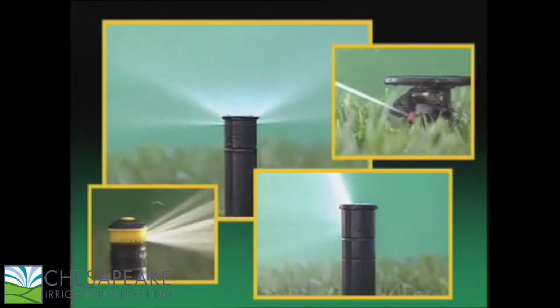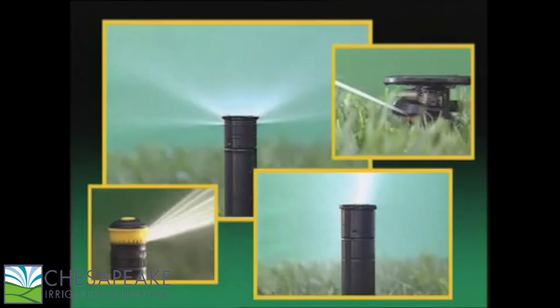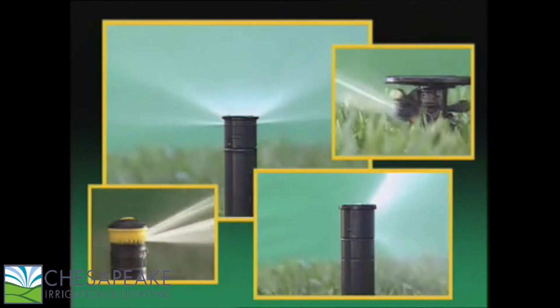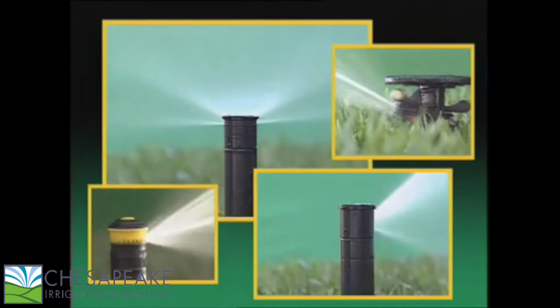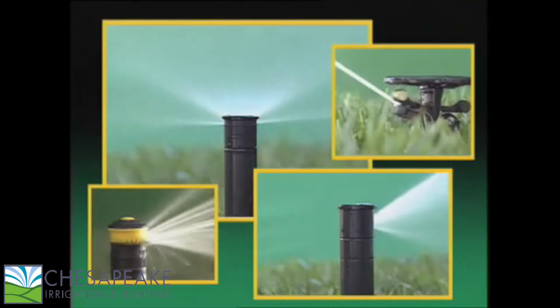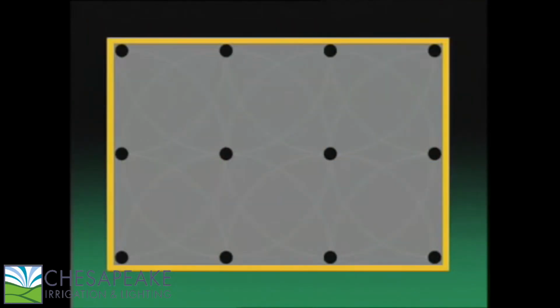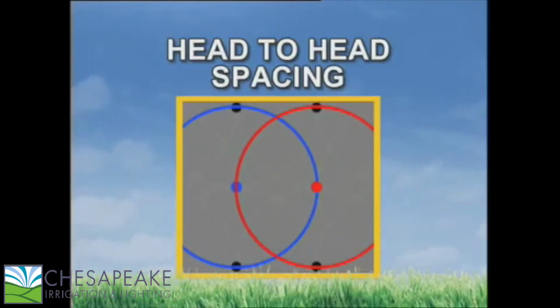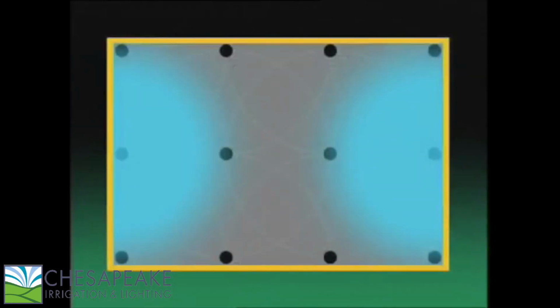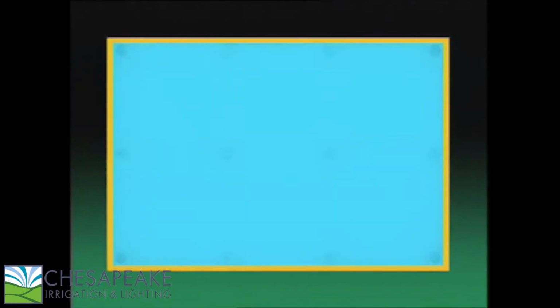Choosing the best sprinkler for a particular application is determined by the plant material and the characteristics of the area to be irrigated. But whatever the choice of sprinkler device, the standard sprinkler head should be positioned so that its spray reaches all the way to the next. This overlapping pattern design is called head-to-head spacing and assures complete water coverage of the area.